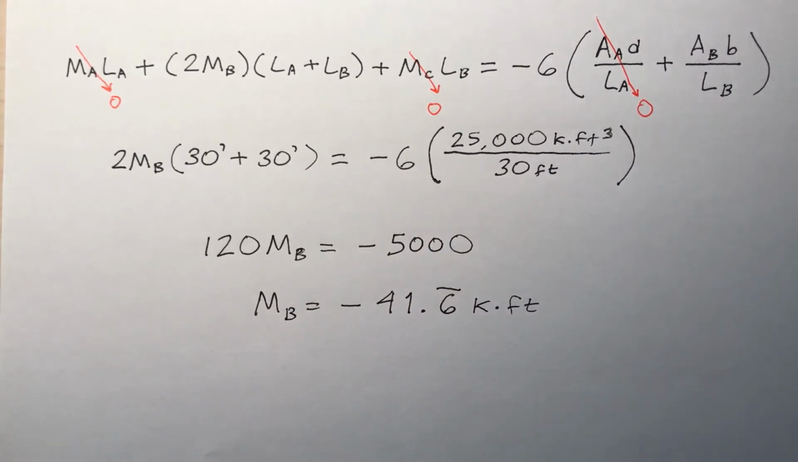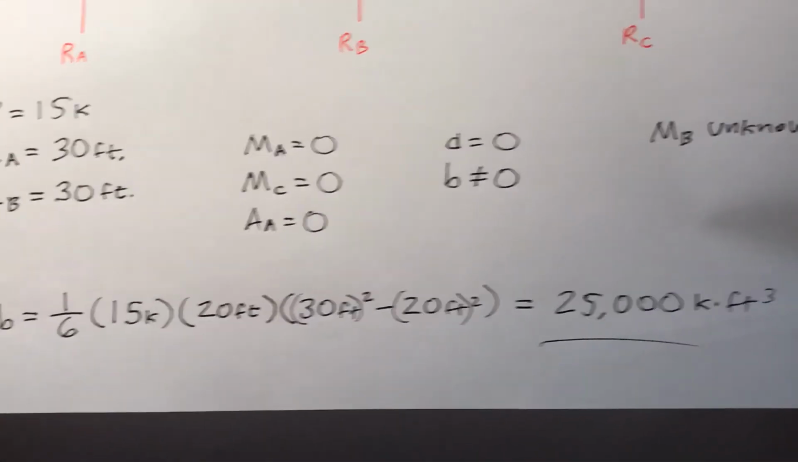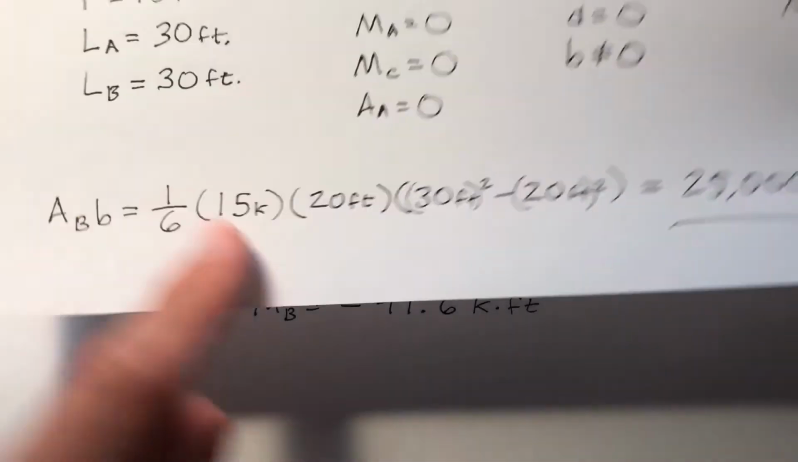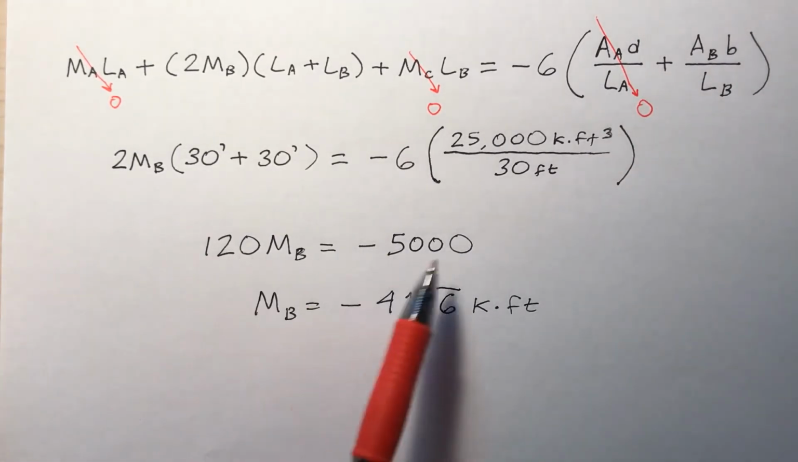You see here I've got A sub B times b. I calculated that a moment ago. Remember this? That's 25,000 kips times cubic feet, down here at the bottom. So put that in here. The denominator, L sub B, that's 30 feet. So this equation simplifies to this.